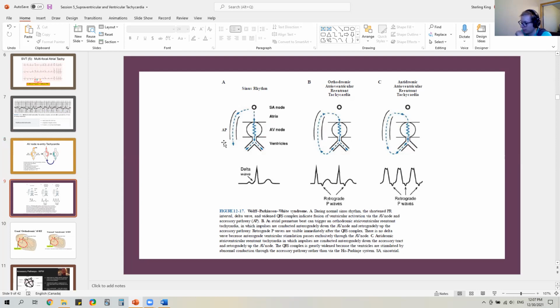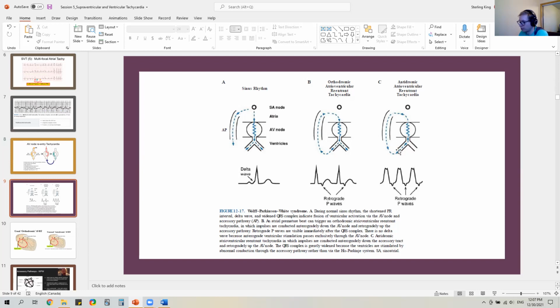Well, with somebody with a bypass tract, it can start to loop around that bypass tract. So it could go in this clockwise direction. It could go down through and then back up, and you're getting retrograde P waves, or it could go counterclockwise. So the other way around. So it's going up through the atria and then down.